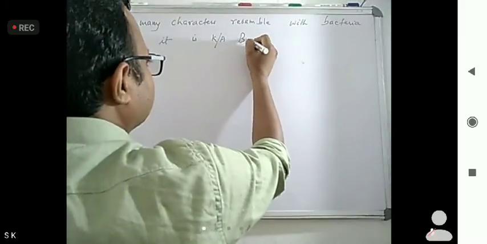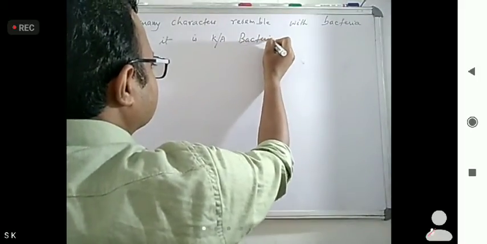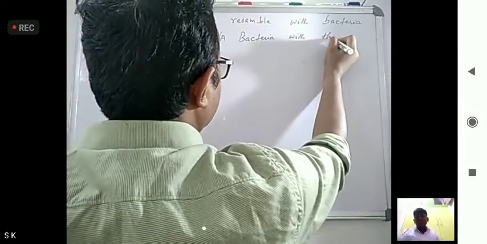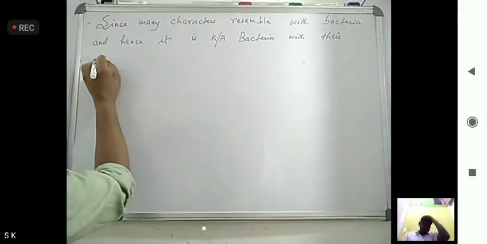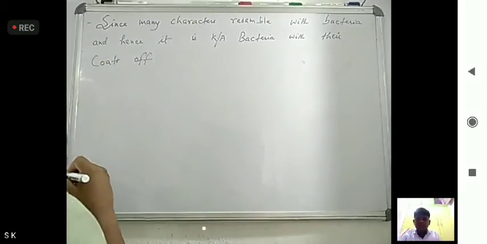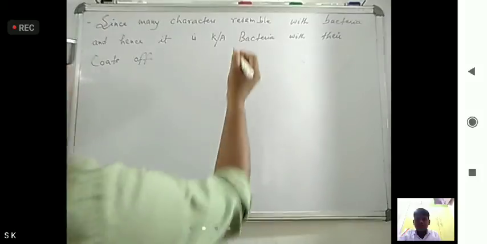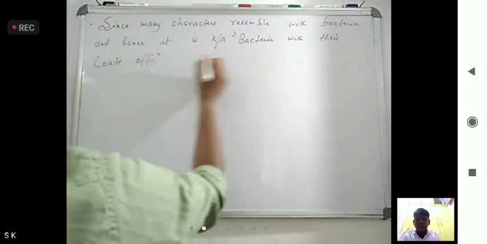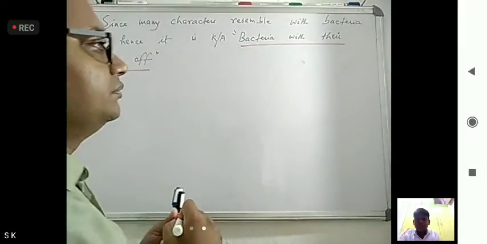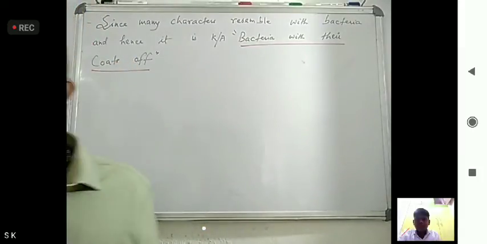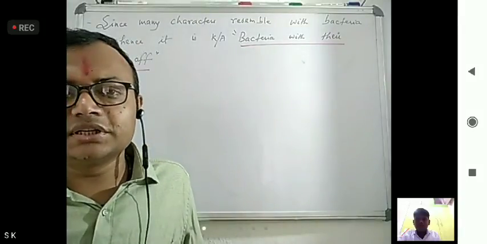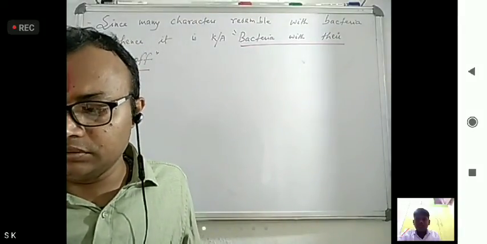Known as bacteria with their coats off. This term is asked in JIPMER medical exam, that which organism is known as bacteria with their coats off. So which organism now you understood? So that is mycoplasma. Okay.